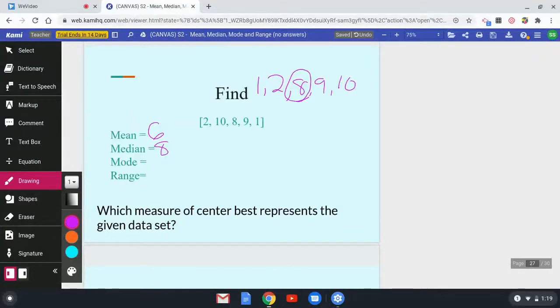The mode is the one that appears the most. There is no mode, right? You could also put none there. The range is the difference between, or the high minus the low. So our range is 9.